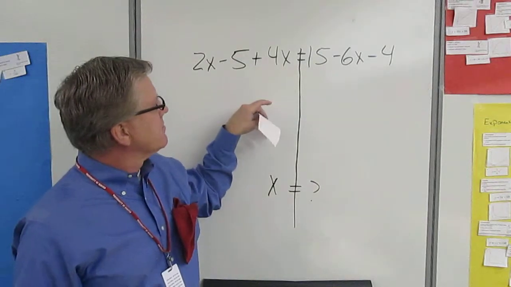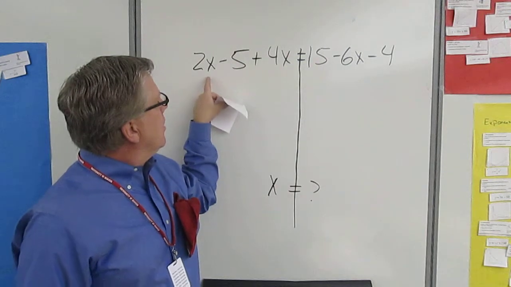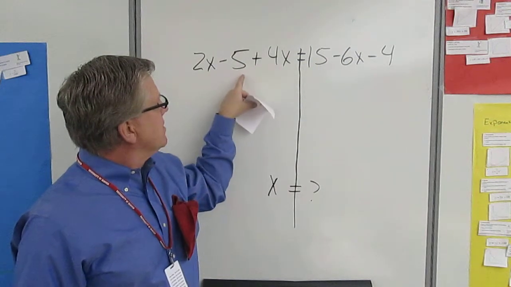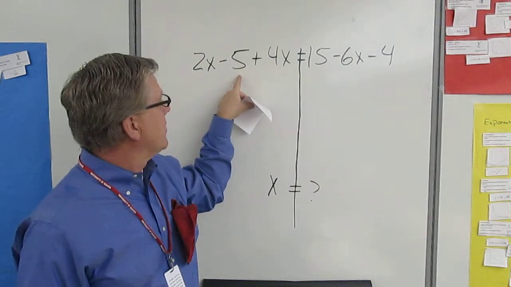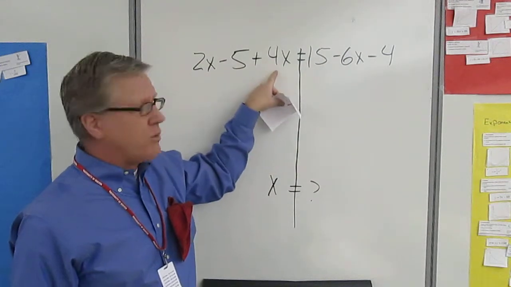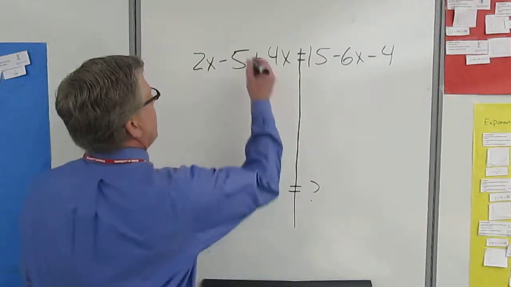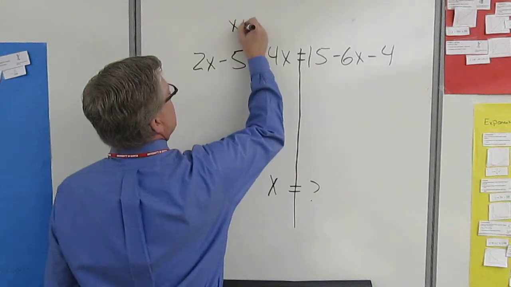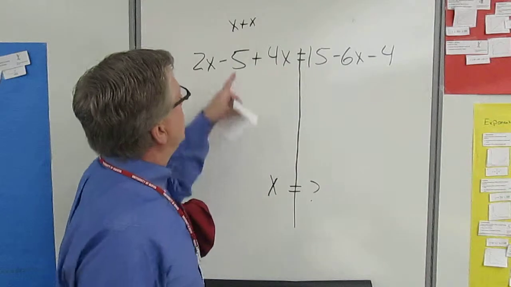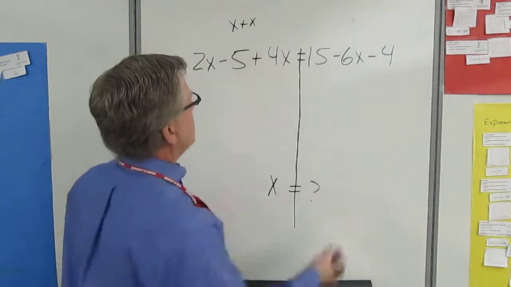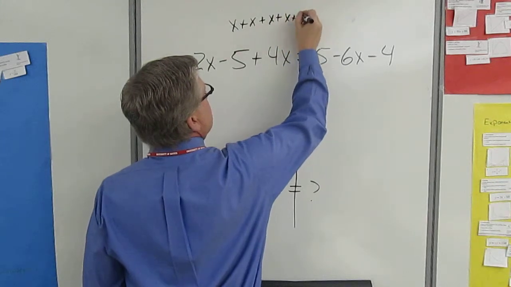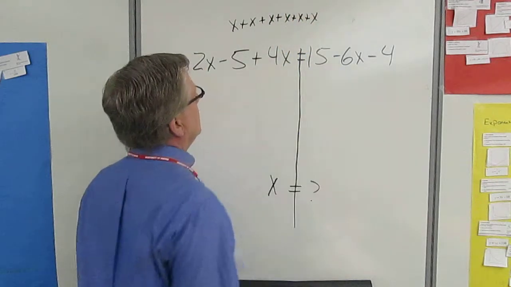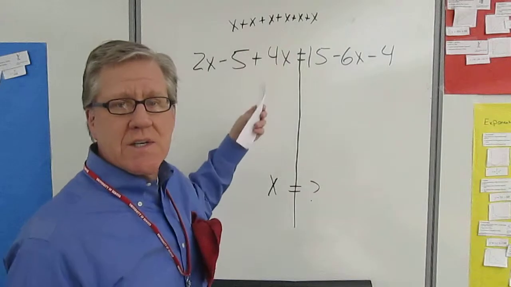Let's combine like terms first. Can we add 2x, or can we add 2x and 5 or 2x minus 5? No, not right now. We can't do anything with that. What about 2x plus 4x? Isn't that the same as 2x is x plus x? That's 2x. 4x is x plus x plus x plus x. So what's that equal? It equals 6x.